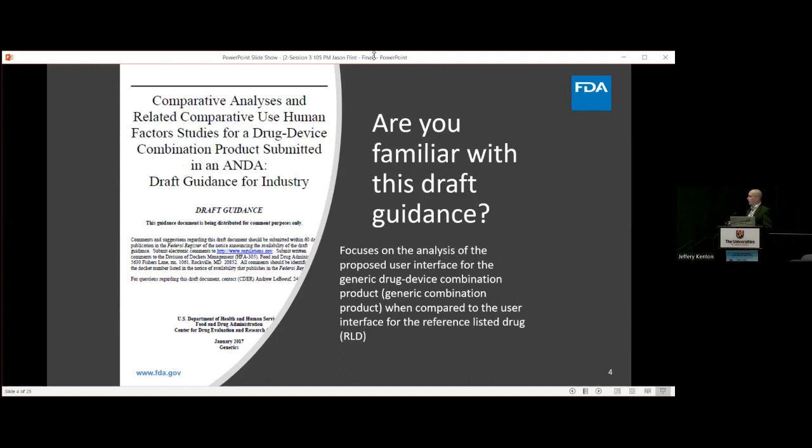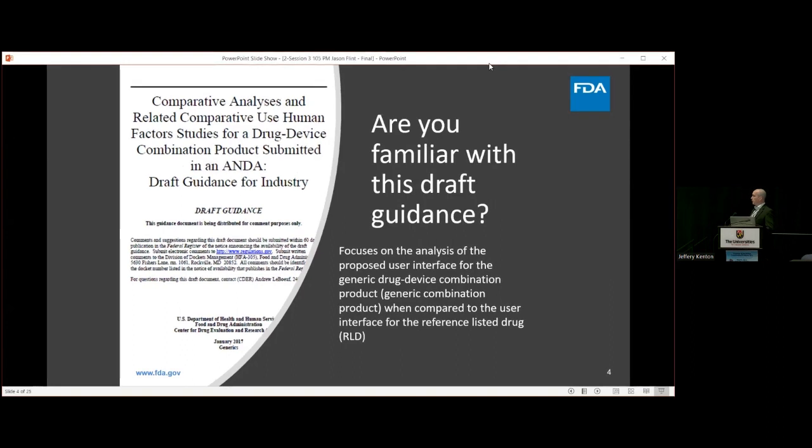So previous presenters have talked about this, but this is the draft guidance for comparative analyses and comparative use human factors studies. And the focus here is on analyzing the proposed user interface relative to the reference listed drug or the RLD.